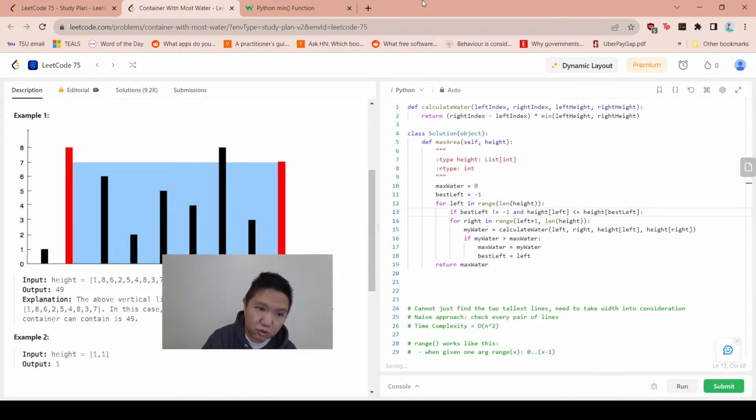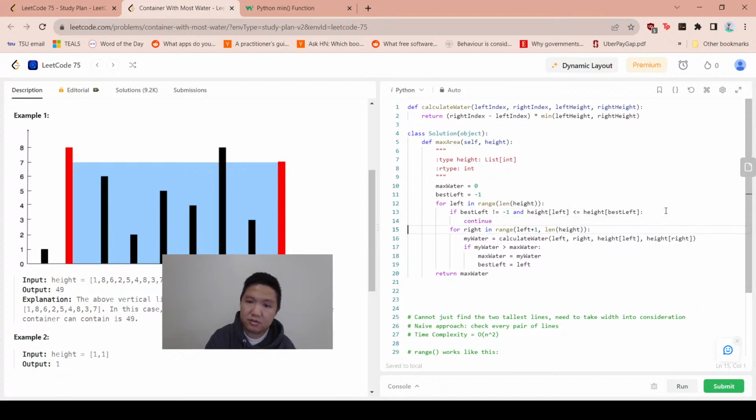So basically, this is a situation where my best left so far is this guy, and then I move on to this guy. This guy is shorter than him, right? So there's no way. I don't even have to check the rest of any of my rights. I can continue here. So if the height of left is smaller than the height of best left, so the new guy is shorter, I can continue. So this makes it a little bit faster.